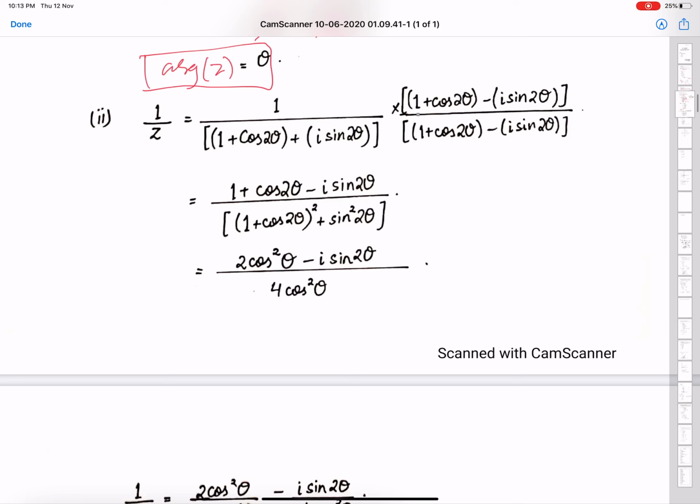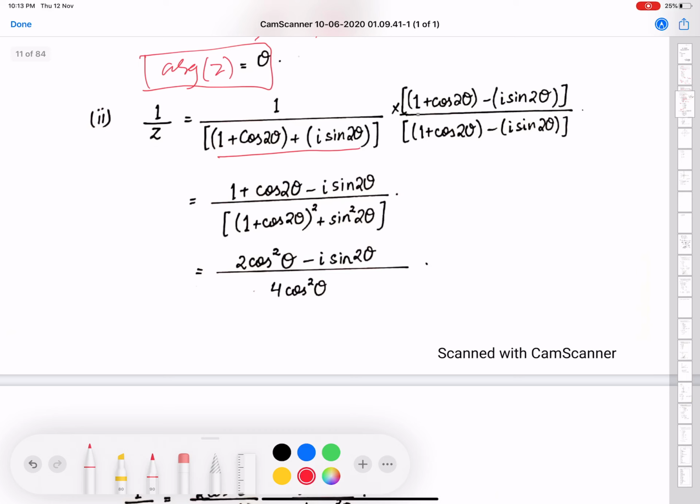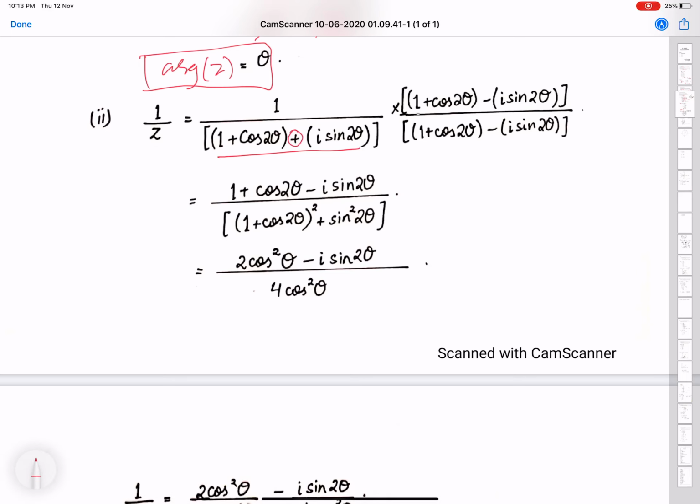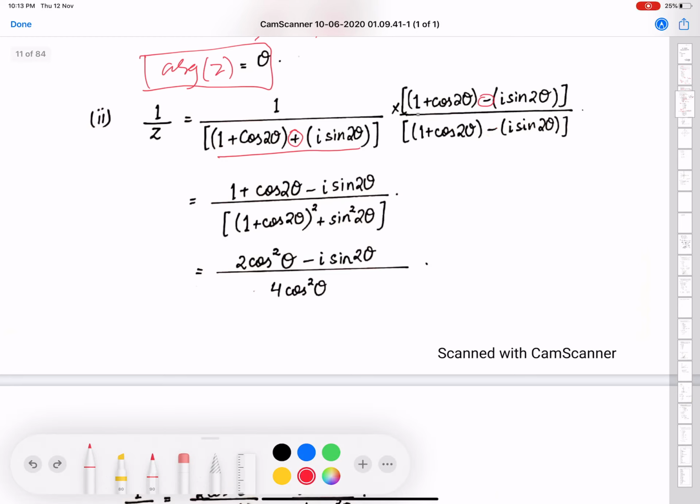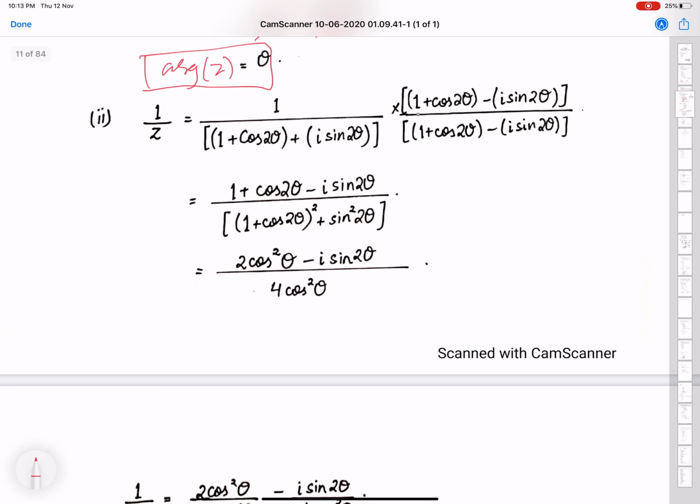So 1 upon z, this is 1 upon z, and for rationalization we need to multiply and divide this fraction with this denominator with opposite sign. You know how to rationalize this. So we just need to use the a plus b, a minus b formula here. Then we'll get this.